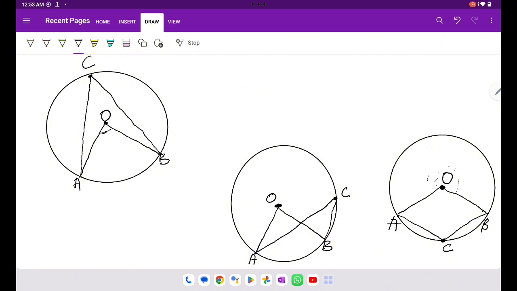So in this case, let's look at what is required to prove. We are required to prove that angle AOB, the angle which is subtended at the center, is twice angle C, the angle which is subtended at the circumference.